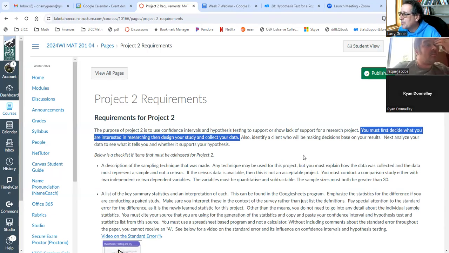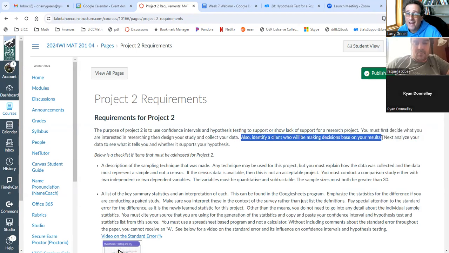Project 1, a big part of project 1 was really learning about sampling technique. Whereas in project 2, I really don't care. Okay. You are allowed to use convenience sampling if you want to. You don't have to, but you're allowed to use convenience sampling. I don't take off points for using convenience sampling. But be honest, if you use convenience sampling, say you use convenience sampling. Got it? That's all I ask.